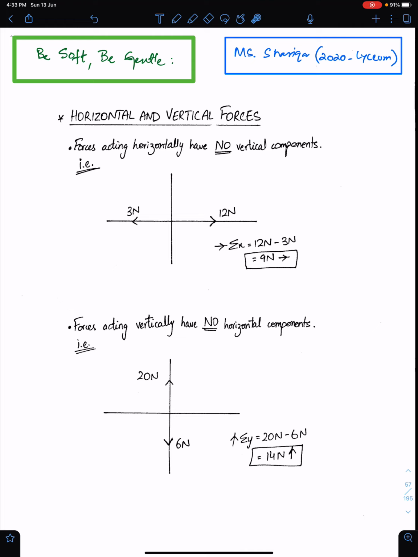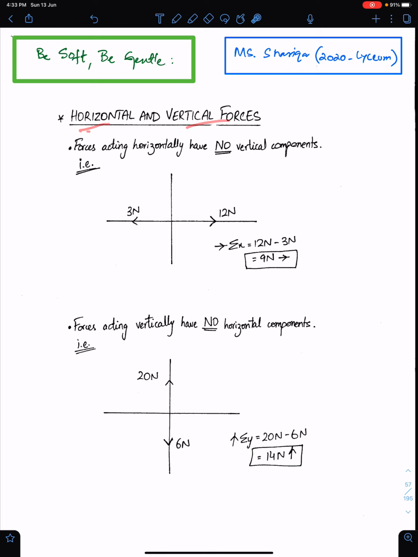In this lecture, I will discuss the important concepts of horizontal forces with examples. And for this, I am using the work of an outstanding and one of my best students, Ms. Sharika Batul of class 2020, the Lyceum. An important advice: be soft and be gentle.